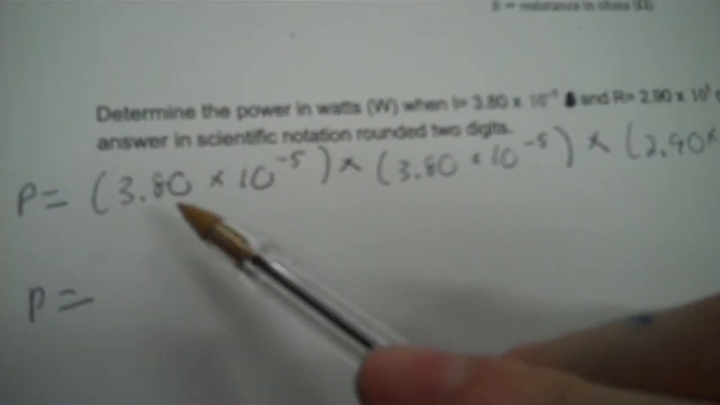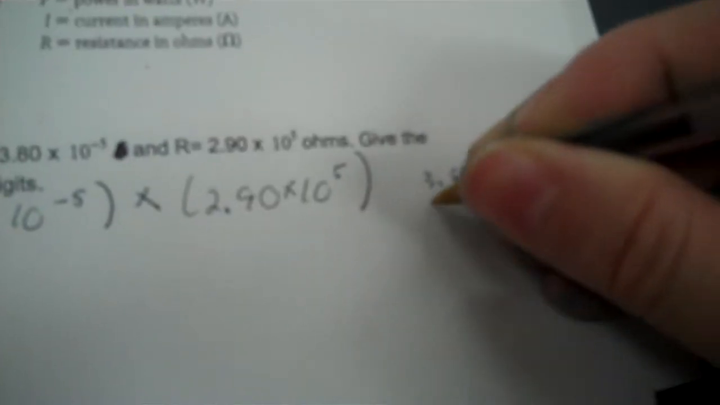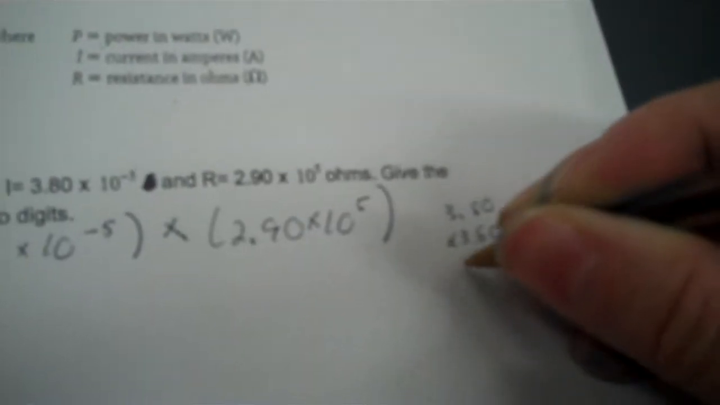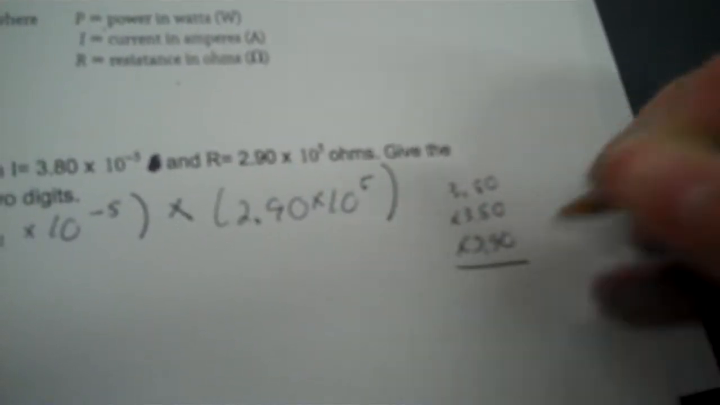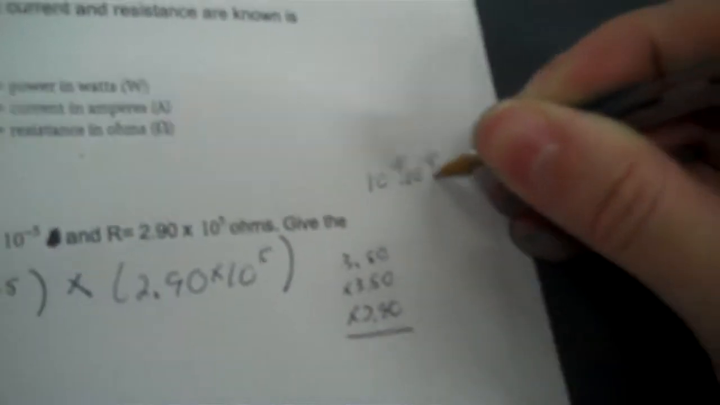Okay, now I simplify. But this time there's no division, it's a multiplication problem. So I'm going to multiply my base number. So I'm simply going to take 3.80 times 3.80 times 2.90. Okay, and then I'm going to take 10 to the negative fifth times 10 to the negative fifth times 10 to the positive fifth.